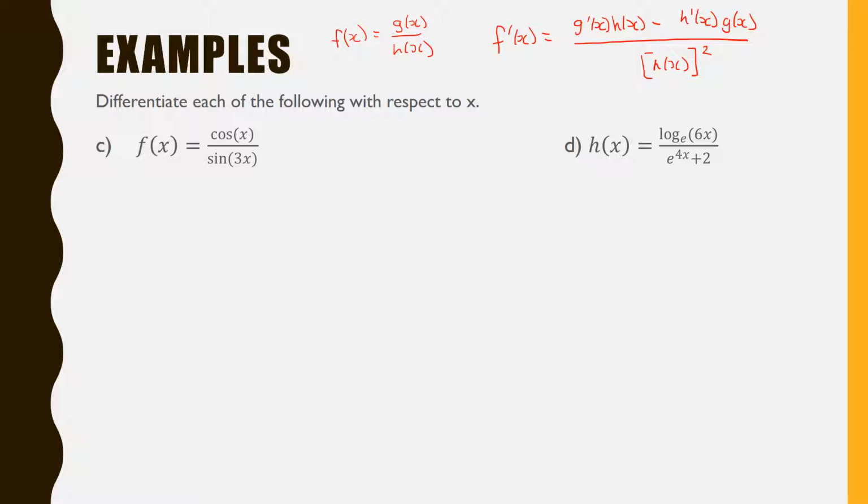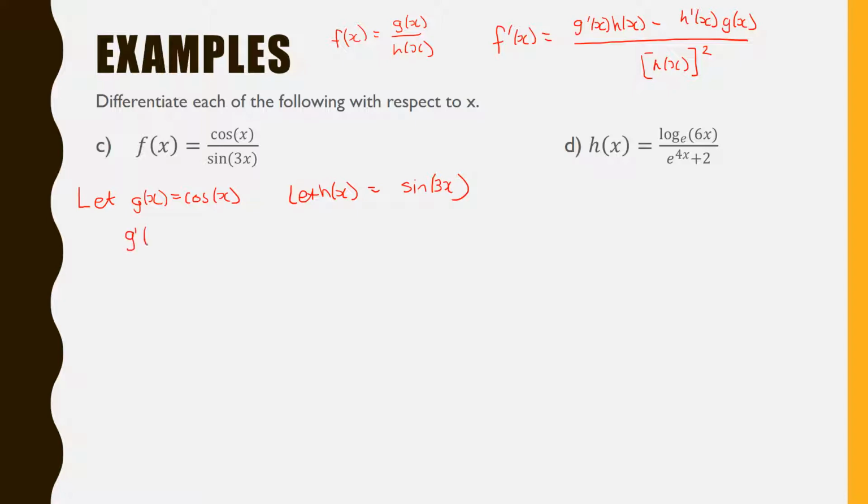However we write it, whatever notation we use, we're doing the same thing. If we're doing that, we need to define our numerator and denominator. So we let g of x equal cos x, and we let h of x, our denominator, equal sine of 3x. We need to differentiate both of these.